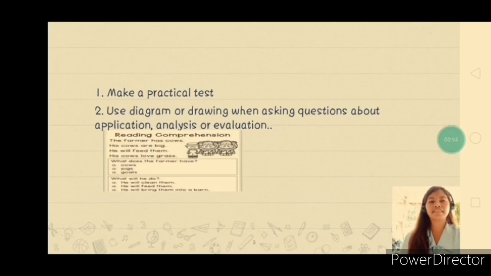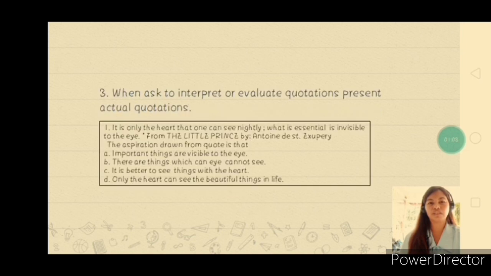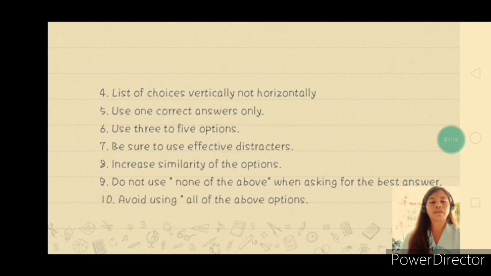First, make a practical test. Second, use diagram or drawing when asking questions about applications, analysis, or evaluations. Third, when asked to interpret or evaluate quotations, present the actual quotation so that your students can read and understand it properly. Fourth, list the choices vertically, not horizontally, so your students can read the choices easily to understand.